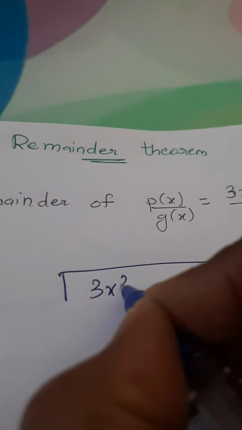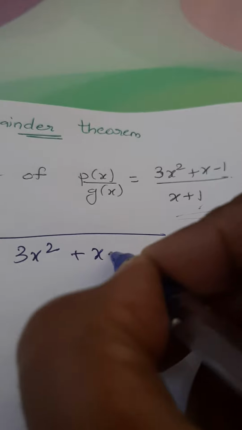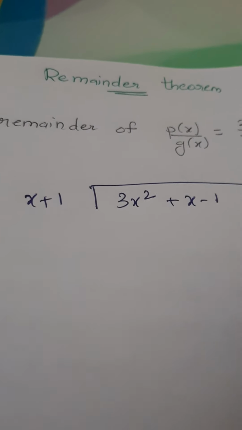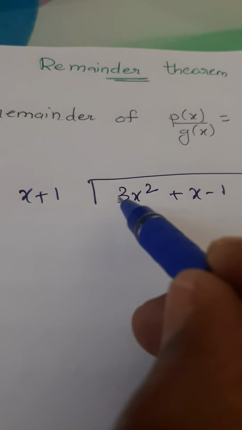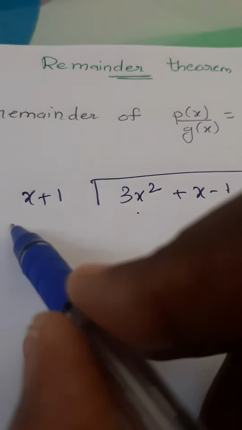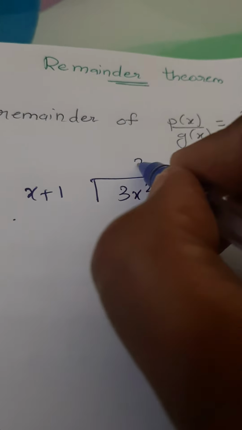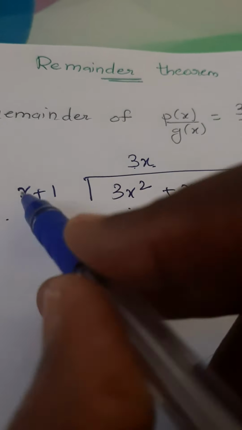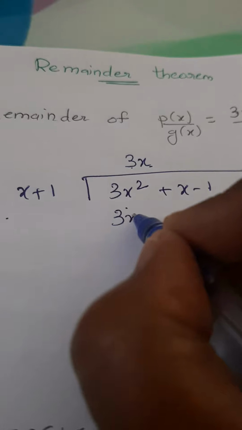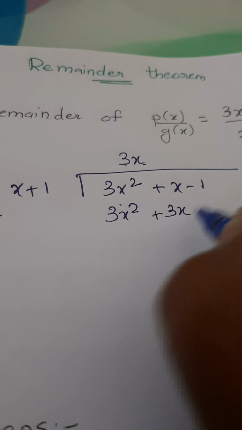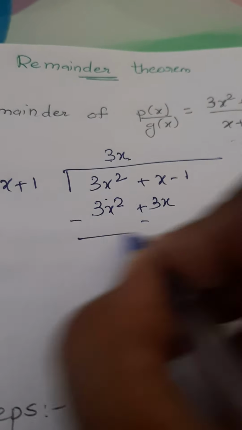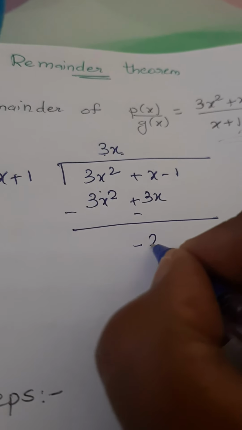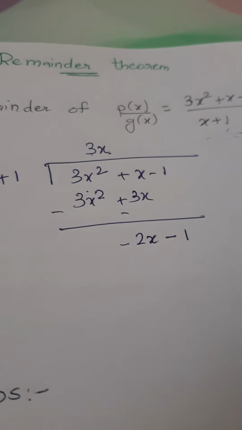So, 3x square plus x minus 1 divided by x plus 1. The first step is 3x square by x will give you 3x here. If you multiply 3x into x plus 1, I'll get 3x square plus 3x. And then I'll reverse the signs. 3x square and 3x square get cancelled. x minus 3x will give you minus 2x minus 1.